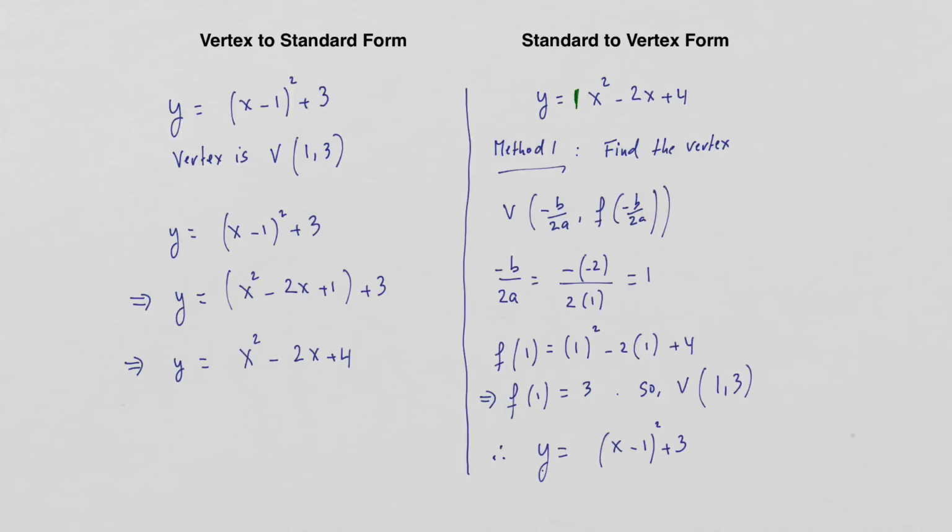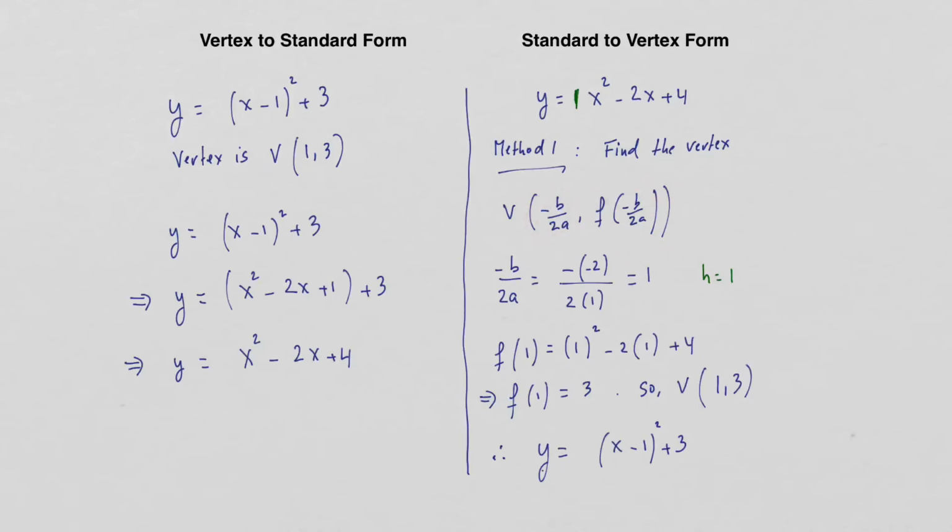We find a vertex, right? That's your H, that's your K. So minus B over 2A is minus negative 2. Remember, B is negative 2. So negative B is minus negative 2. This minus is that minus, and B is negative 2. Over 2 times 1, A is 1. So that gave me 1. So we know H is 1. Now, to find K, this is H, this is K.